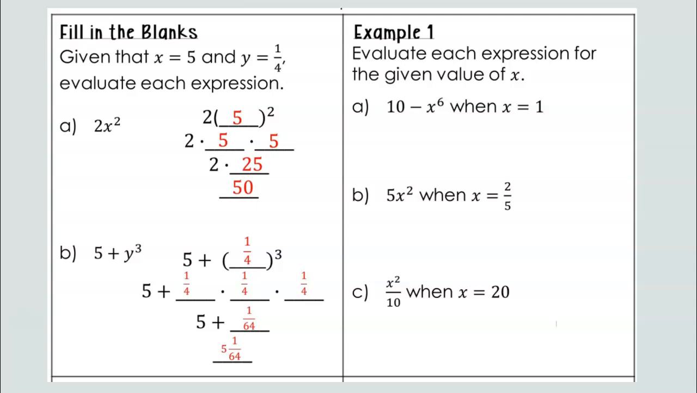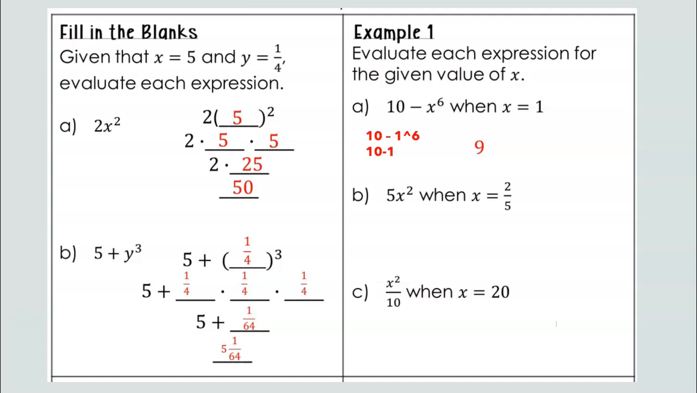Example 1, evaluate each expression given the value of x. For this one, they don't tell us the value, we are solving for x. Actually, take that back, they give us the x value. So 10 minus x to the 6th power, x is equal to 1. So that means we have 10 minus 1 to the 6th power, which is 10 minus 1, because 1 times 1 times 1 times 1 times 1 times 1 is 1. So 10 minus 1 is 9.